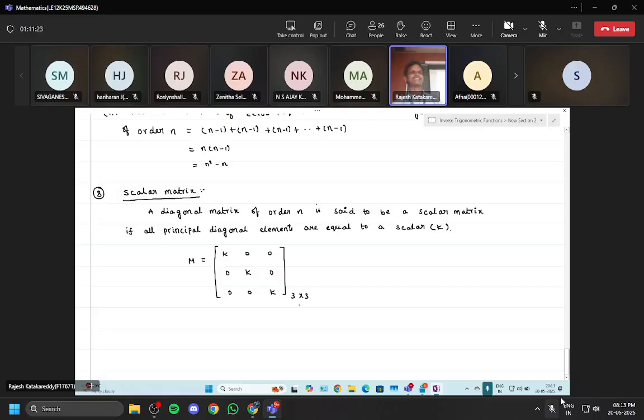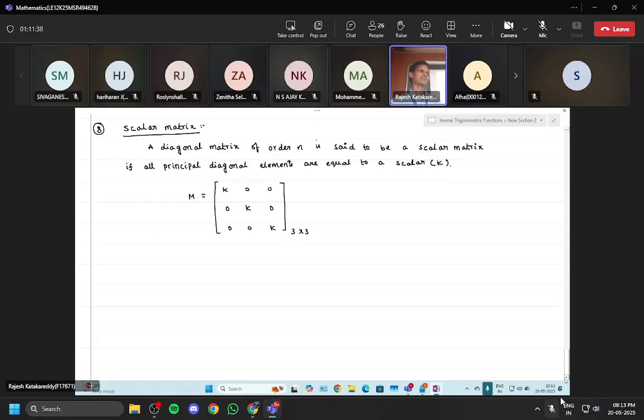Singular, yes, singular. Determinant is 0, no? But it is not identity. In an identity matrix, the principal diagonal should be equal to 1. In a null matrix, it is not 1, no? Right?